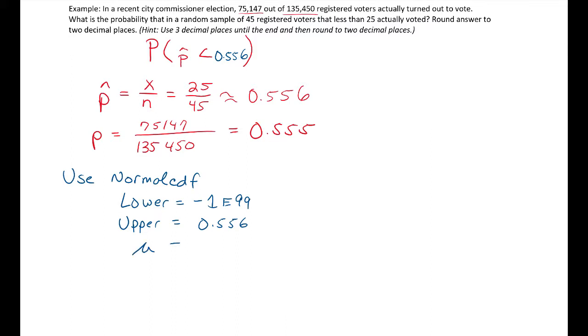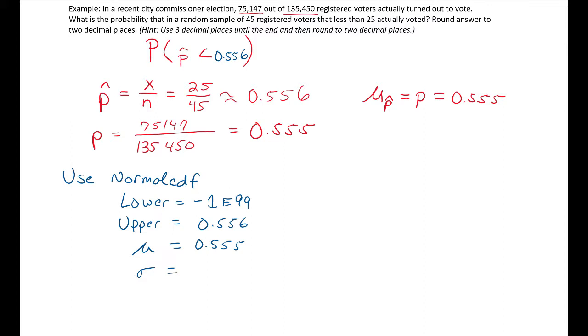Mean. Okay, so what is the mean of this distribution? Well, this is where the central limit theorem kicks in. The central limit theorem, remember, tells us that the mean of the sampling distribution is the same thing as the population proportion. And we calculated it, it was 0.555. So the mean that we're going to use in our normal CDF is 0.555. Okay, and then lastly, we need the standard deviation.